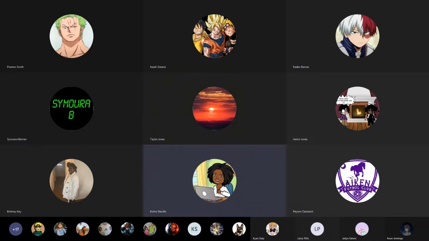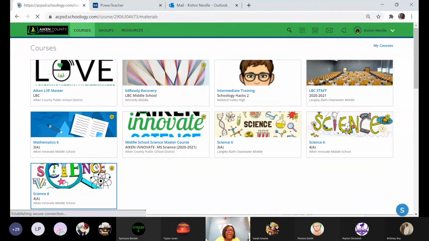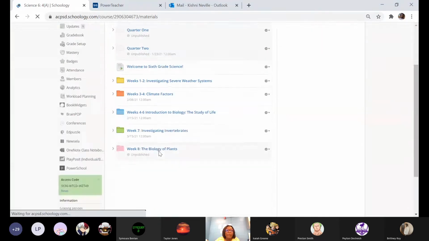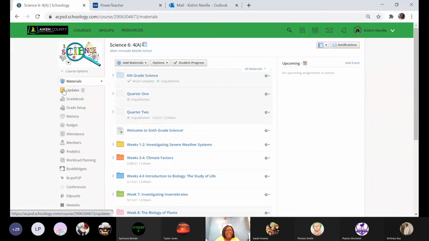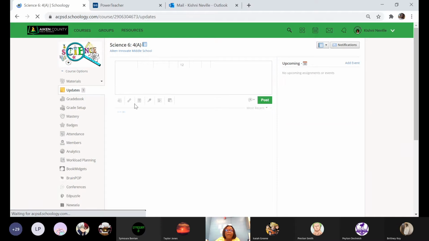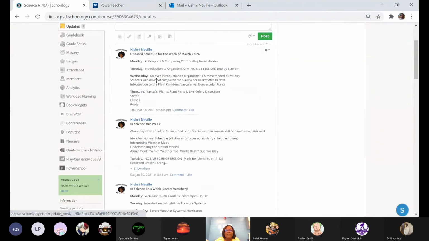Guys, let's go ahead and start talking about what we're going to be learning about today. I also wanted to share with you the schedule for this week, so please make sure you're paying attention. Ms. Neville, when we go to our science class and click on the left side where it says updates, you're going to find an update from Ms. Neville where it talks about this week's schedule.